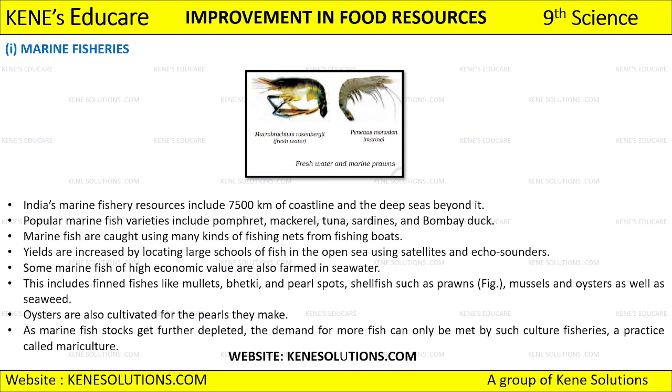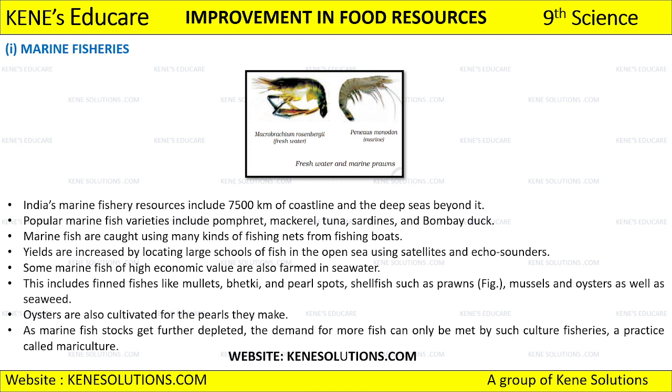Marine fish are caught using many kinds of fishing nets from fishing boats. The fishers will be on the boats with fishing nets, using which they catch the fish. Yields are increased by locating large schools of fish in the open sea using satellites and echo sounders. So they use echo sounders and satellites through which they can find large numbers of fish that have come together.